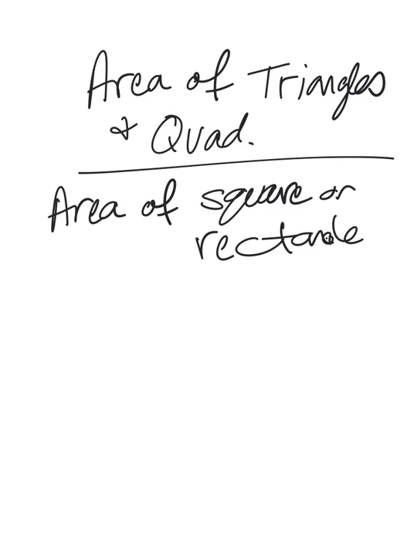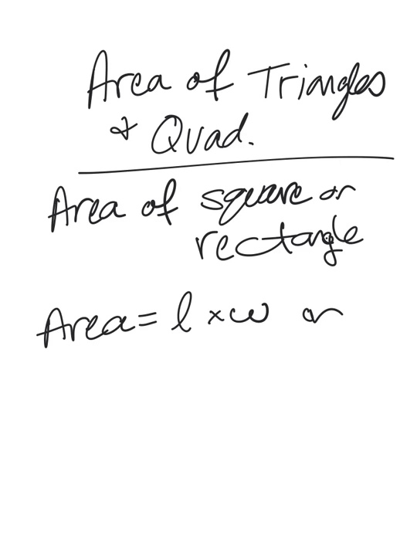All right. So if I was going to talk about area of a square or area of a rectangle, we would say that the area is length times width, or you could say the area is base times height. Either one, they are the exact same thing. Got it? So it doesn't matter which one you use.